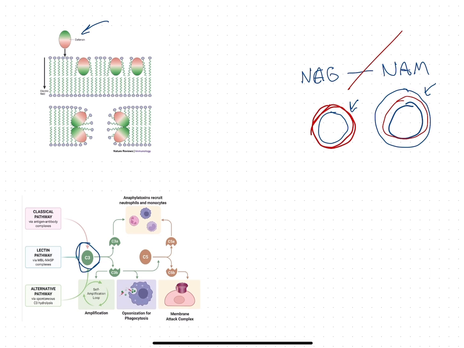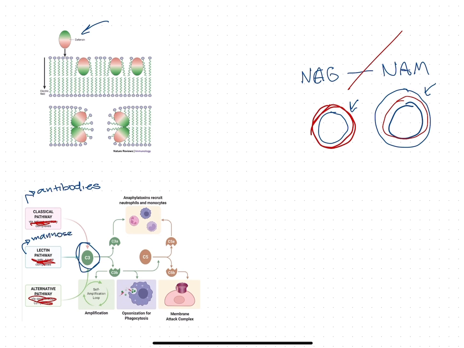The way that you activate it, you have three different ways. Ignore the explanations given in here because these are not according to what we learned. But basically the classical pathway uses antibodies, so it's activated when antibodies come in contact with a pathogen. There's the lectin pathway, which happens when lectin binds to mannose sugars.